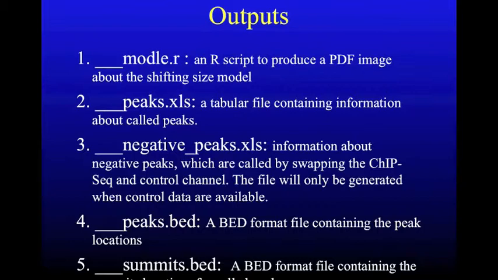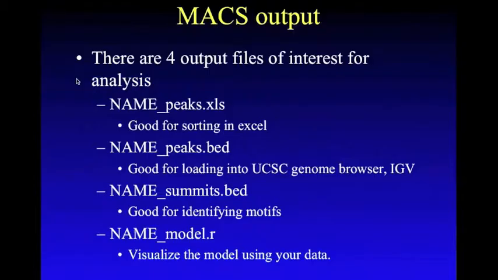In the following part, there will be a demo showing you the analysis you could do with the output files from MACS. There are four main output files of interest for analysis. The first is the peaks.xls file, which contains information about called peaks that you can sort or filter using Excel functions. Next is the peaks.bed file, which contains the peak locations. This is especially useful for further analysis using the UCSC genome browser or visualization with IGV, which we will demonstrate later. The summits.bed file contains peak summit locations that are useful for downstream motif identification and analysis.